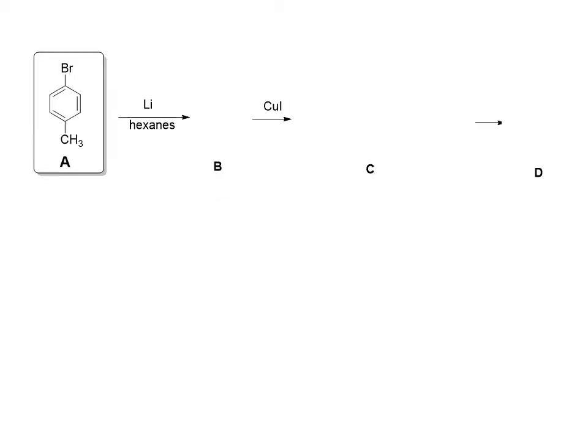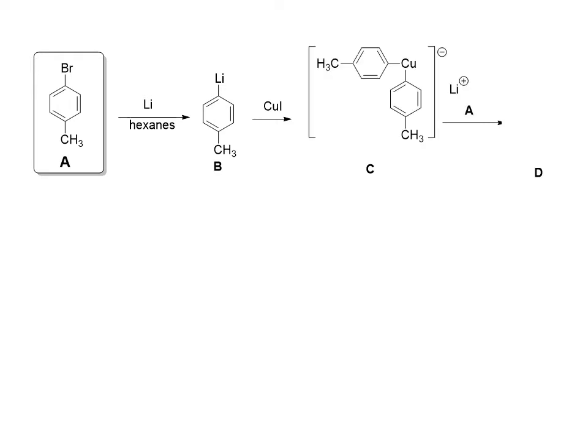First step, conversion of compound A to B, is reaction of parabromotoluene with lithium in hexanes. That reaction is halogen metal exchange of bromine with lithium, and product is corresponding phenyl lithium. Then next reaction is reaction with copper iodide, a salt. This is a transmetallation reaction where lithium is replaced by copper and product is corresponding lithium dialkyl cuprate.